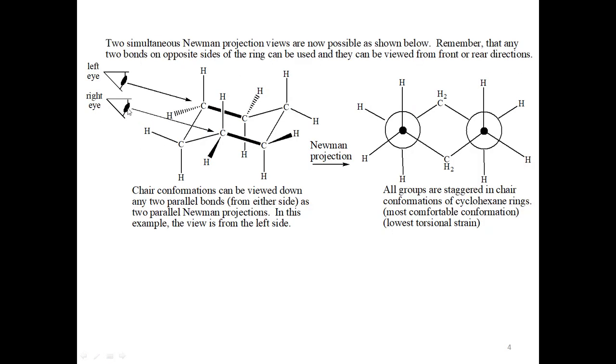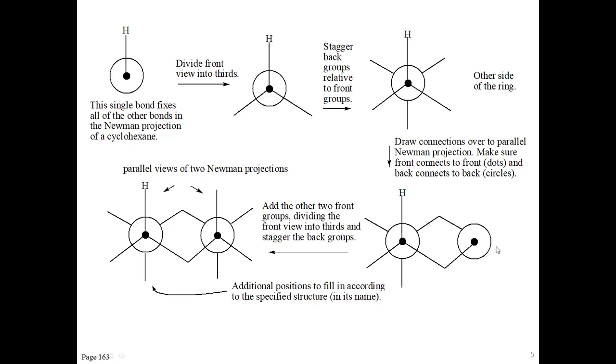The other side of the ring we're looking at with our right eye. So we're looking at the dot in the front. Notice axial goes up. Okay, so we draw a dot and a ring. The dot in the front has to connect to the dot in the front on the other Newman projection, and the line in the circle connects to the line that goes down to the circle, because that's in the back.